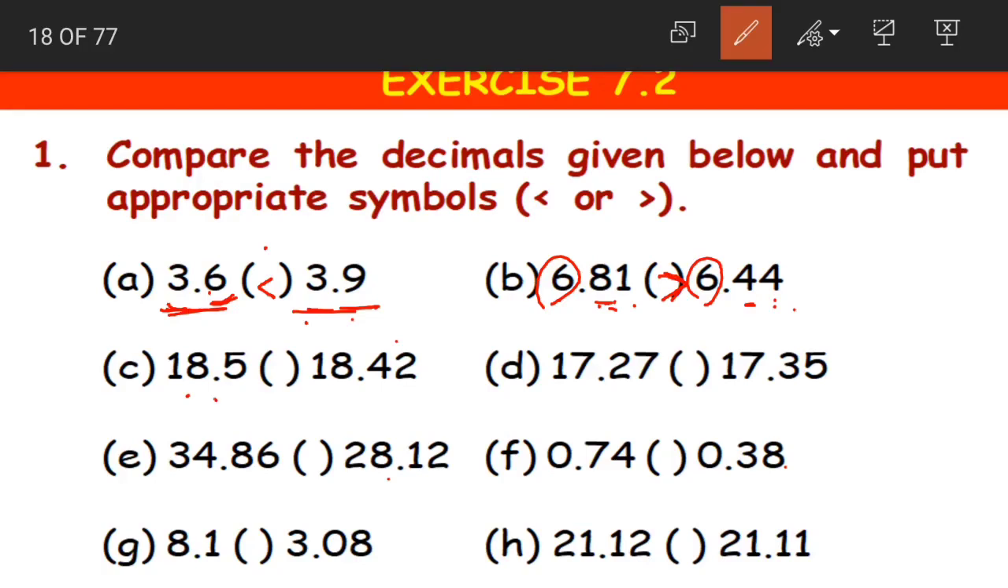Next we have 18.5 and 18.42. Here do not get confused. Do not compare 5 and 42. Do not say that 5 is less than 42. So 18.5 is less than 42? No children. Here we have to compare the digit in the 1/10 place. Here we are having 5 and we are having 4. 5 is greater than 4. So that is why 18.5 is greater than 18.42.